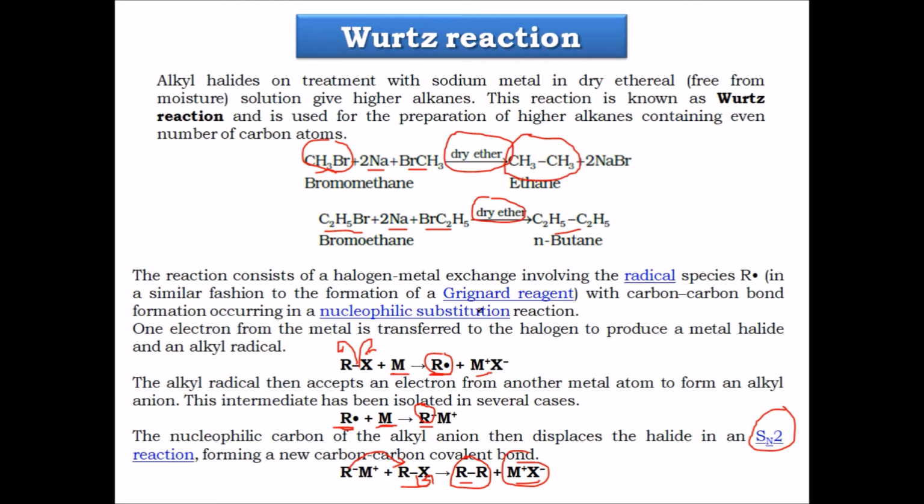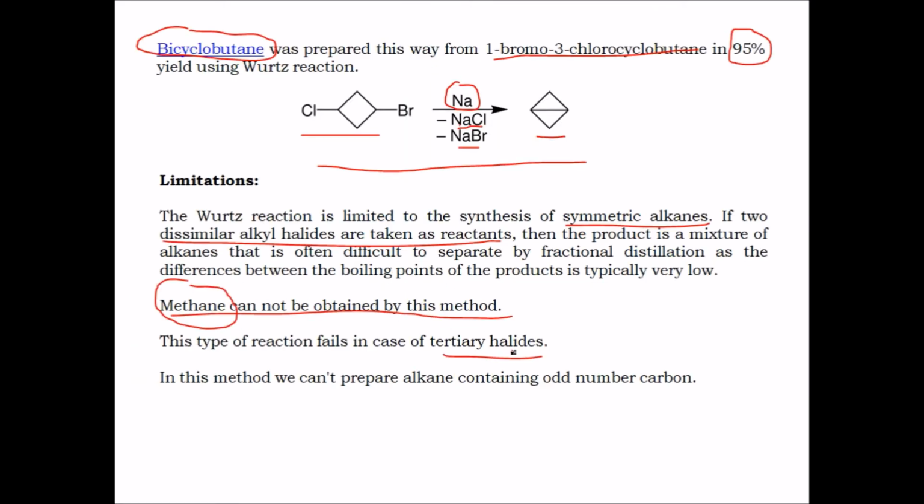Now the reason, as you can see, the last step is very important there, the SN2 attack. If we have a tertiary butyl carbanion, it cannot act as a nucleophile. Of course, it's more basic in nature, but it cannot act as a nucleophile because of the steric hindrance. So no alkane is formed if we take any tertiary alkyl halide. That's the reason why we cannot take tertiary halides in this reaction.